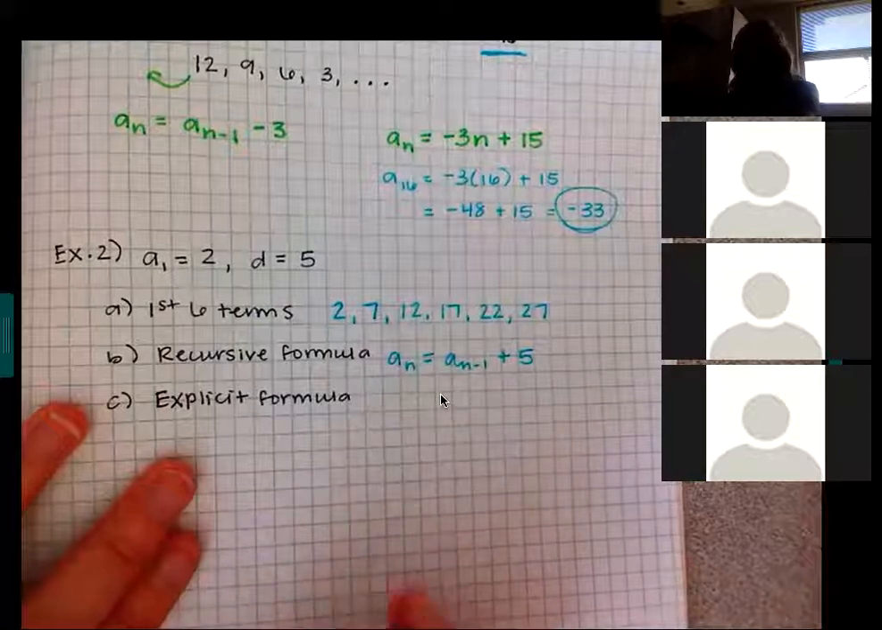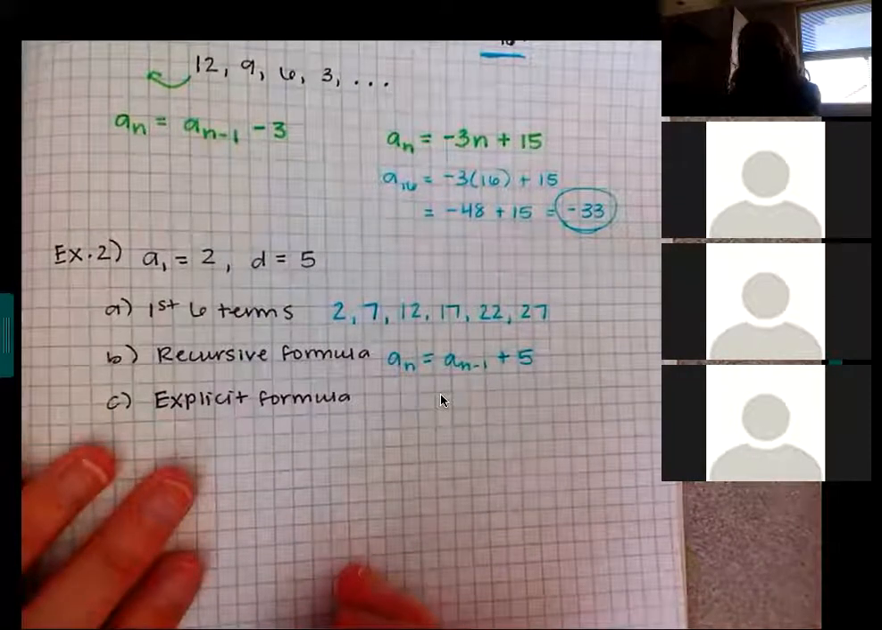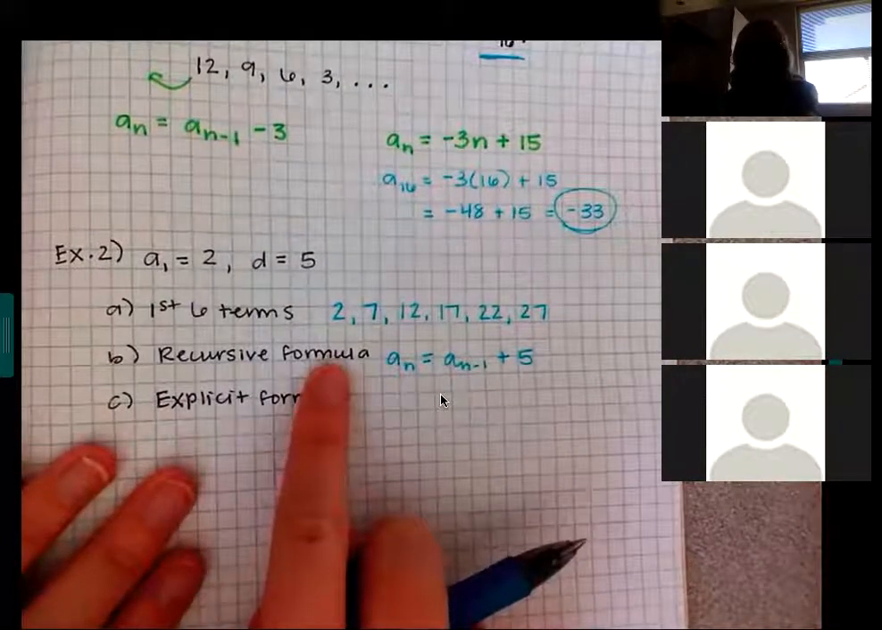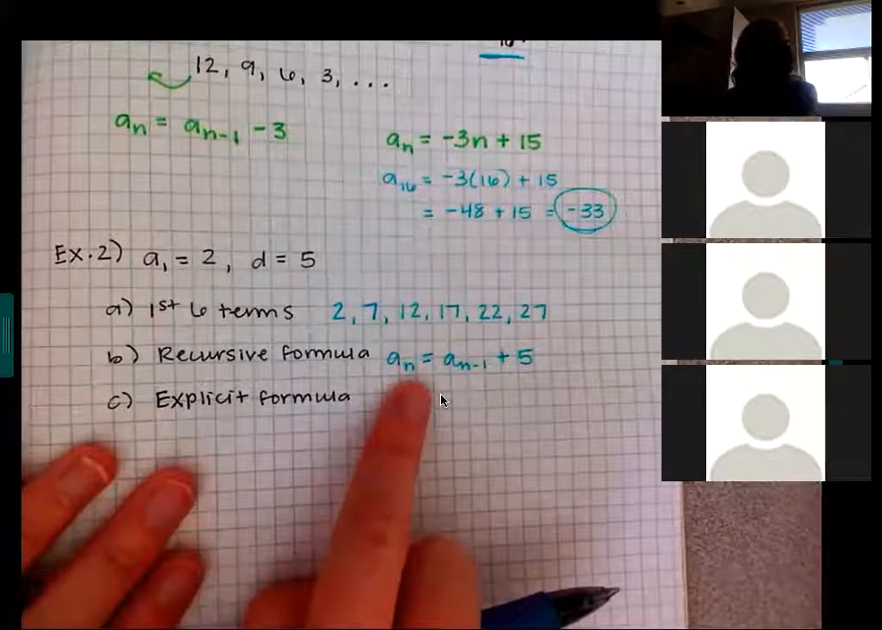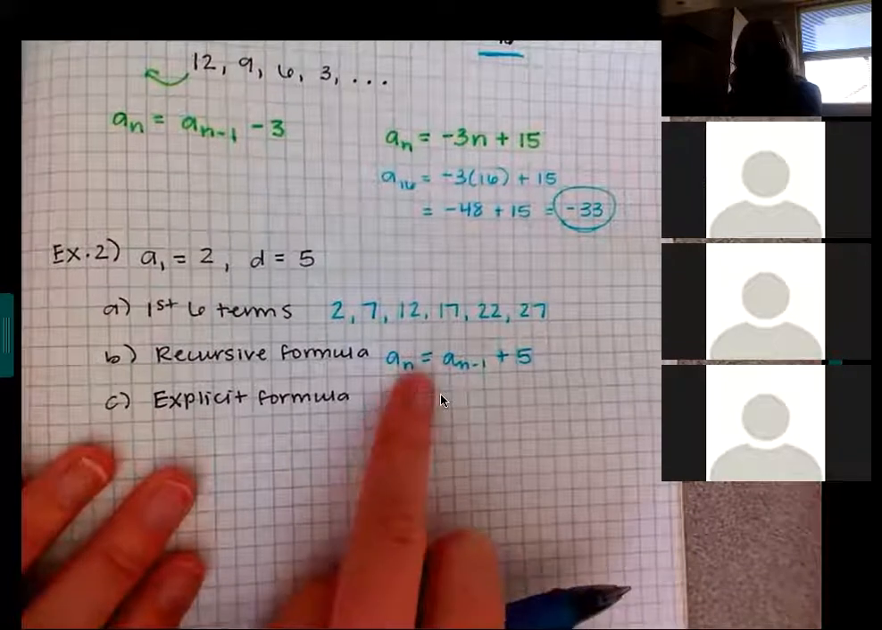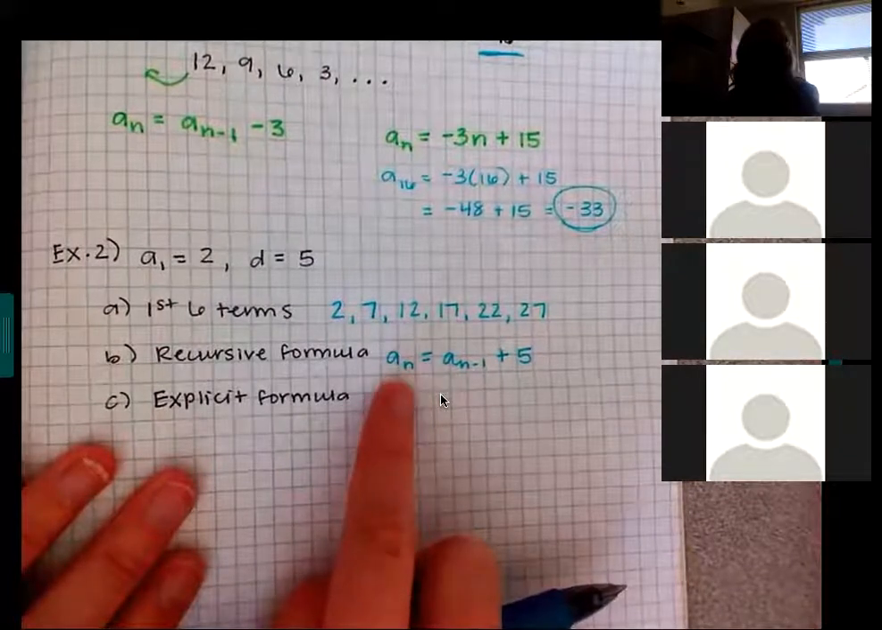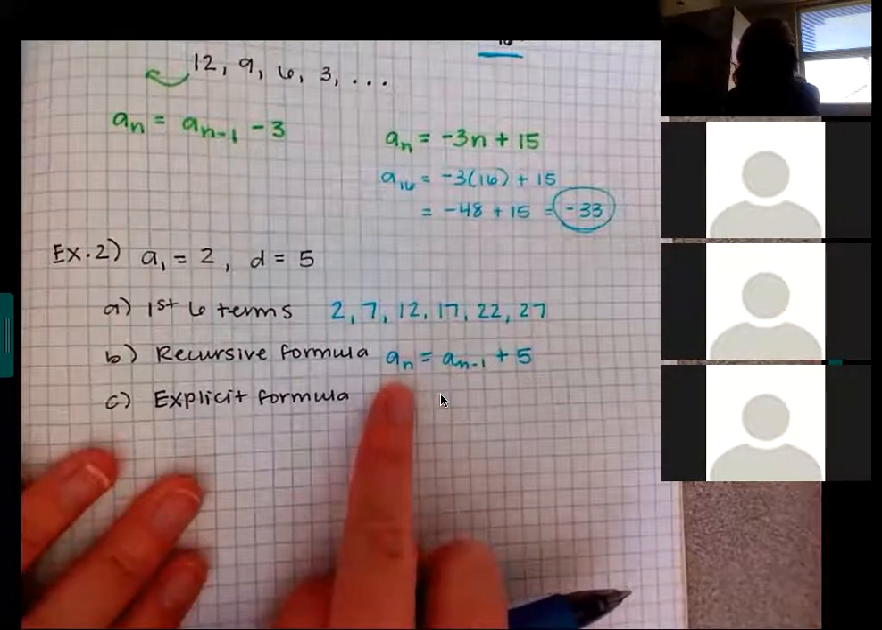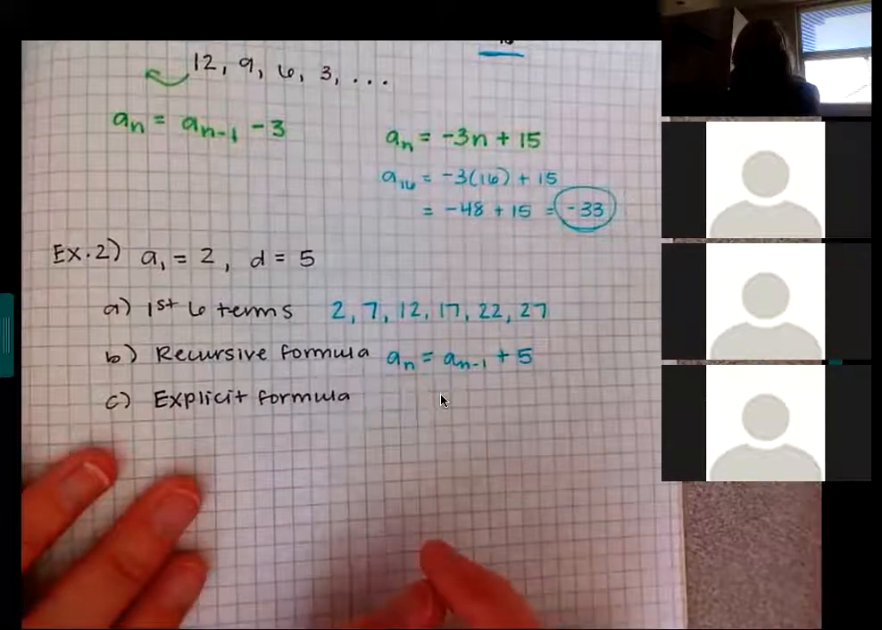No, I'm asking for a formula. So you don't know what number term it is, so you put a sub n. The only time you'll see a number here is if they're asking you for a specific term, like the 16th or the 12th or the 22nd.